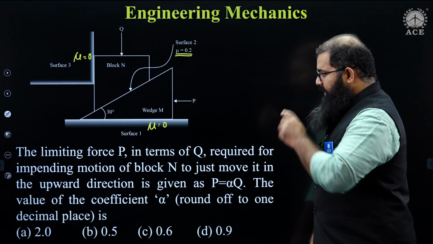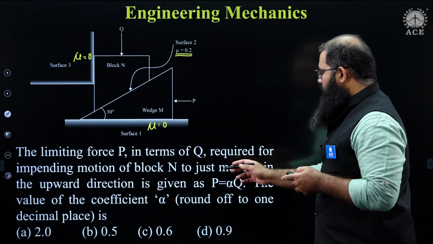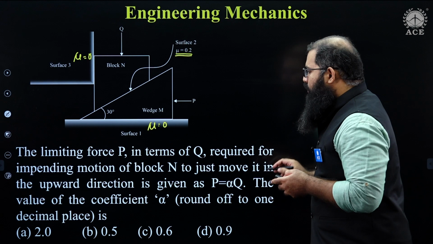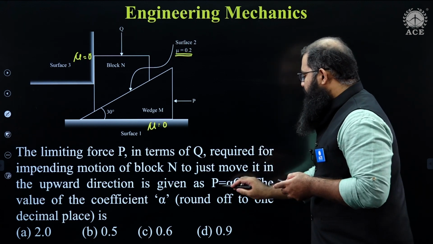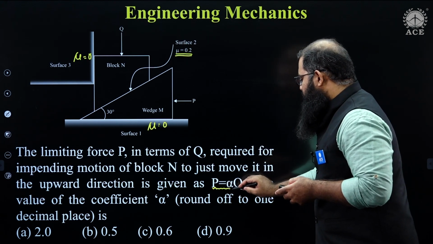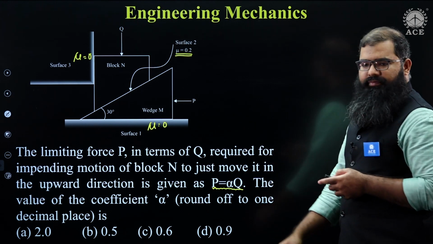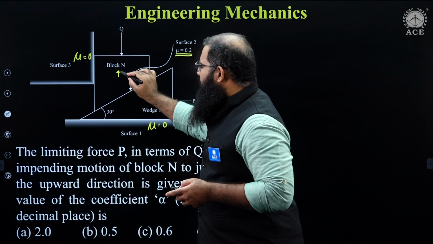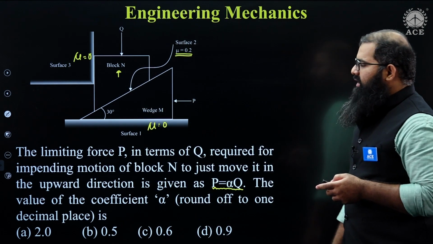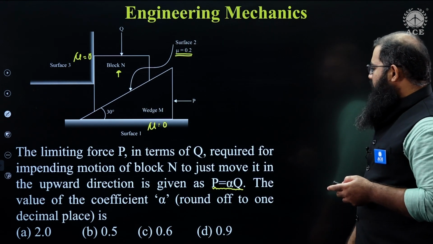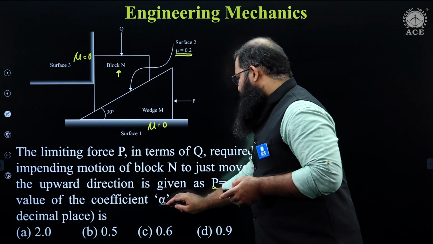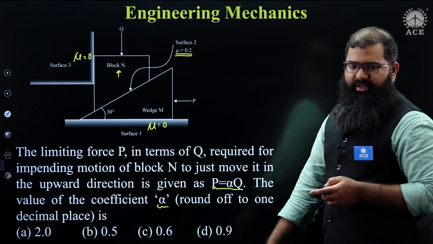The limiting force P in terms of Q required for impending motion of the block N to just move it in the upward direction is given by this relationship. P is equal to alpha Q, so that the block N is just about to get lifted up. Block N is just about to get lifted up. The value of coefficient alpha is equal to how much? Rounded off to 2 decimal places.